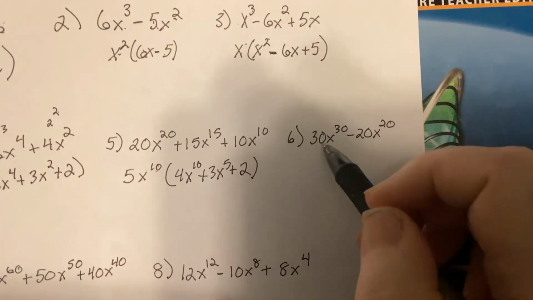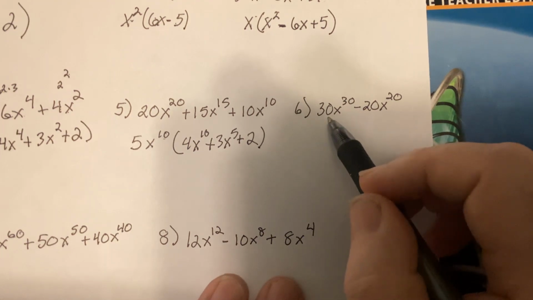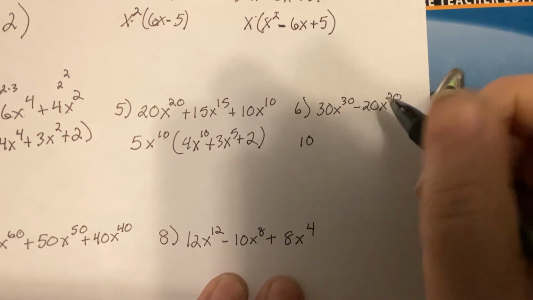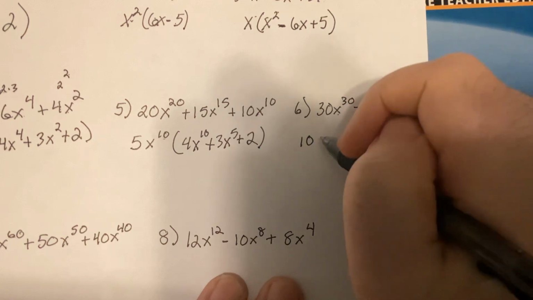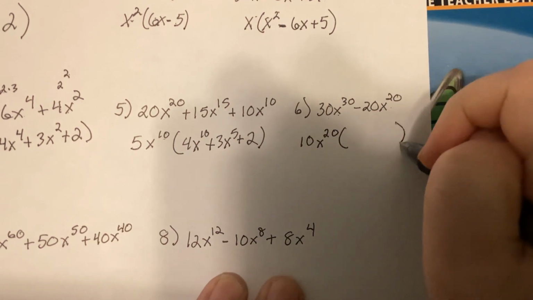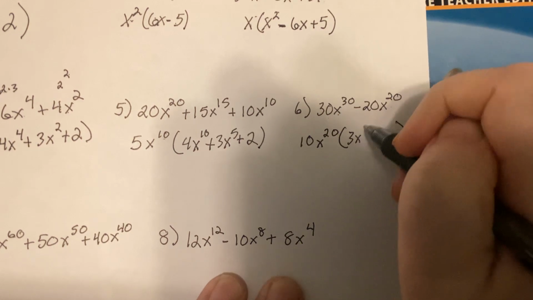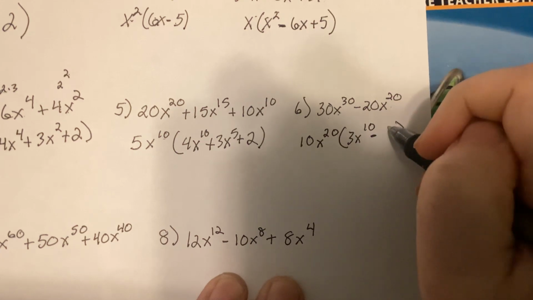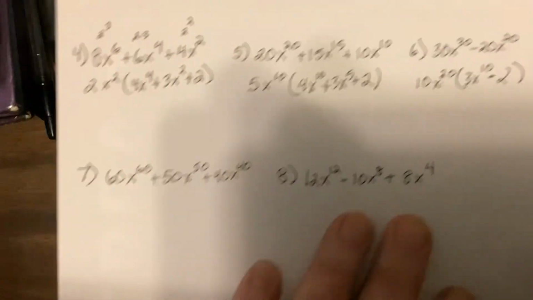So this one only has two terms. It's called a binomial. What goes into 30 and what goes into 20? And that'd be 10. And we do have an x in both terms, and the smallest power is to the 20th. So it'd be 3x to the 10th minus 2, and that's it. We already got x to the 20th.